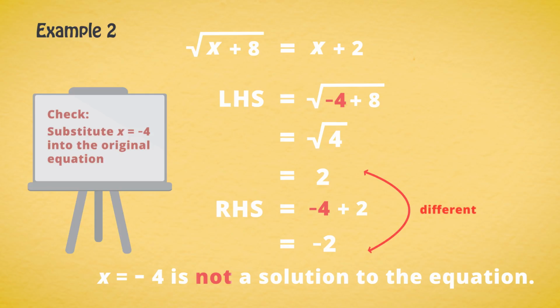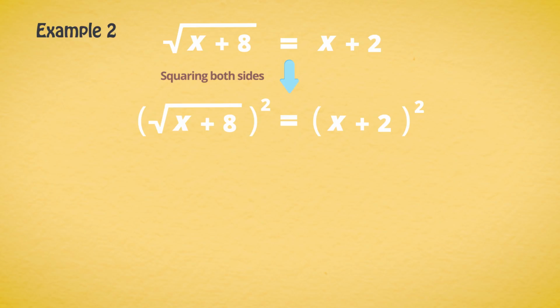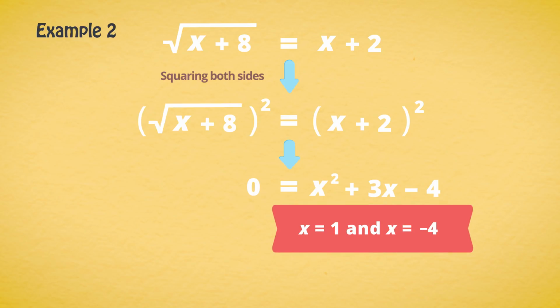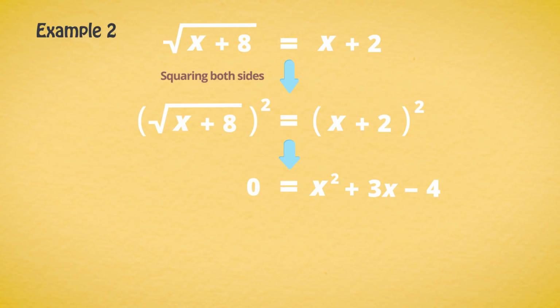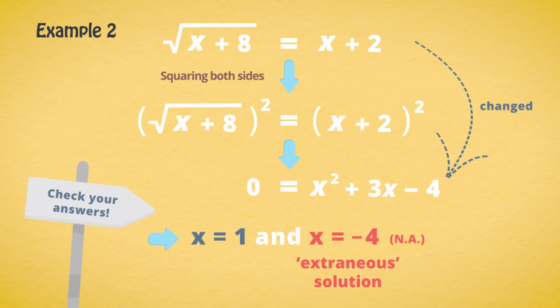So what went wrong? Well, recall that our first step was to square both sides, and then we get a quadratic equation. Both answers satisfy the new quadratic equation, but not the original equation. In other words, when we squared both sides of the equation, we actually changed the equation in the process and introduced an extraneous solution that is not a solution to the original equation. Note that we can use NA to indicate that the extraneous solution is not a solution to the equation upon checking the answers. Hence, it is important that you check your answers when solving such equations.